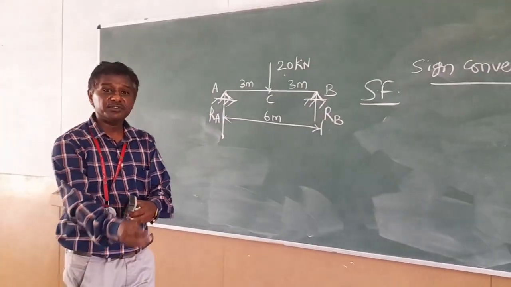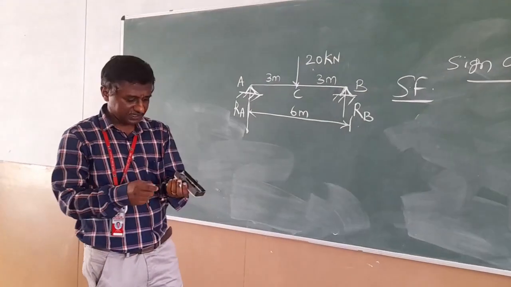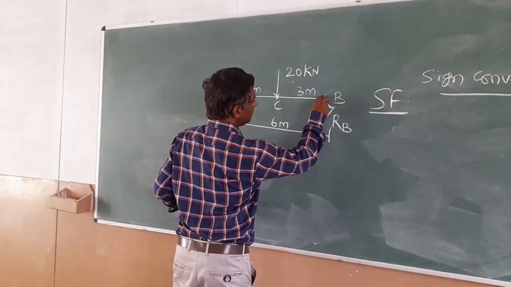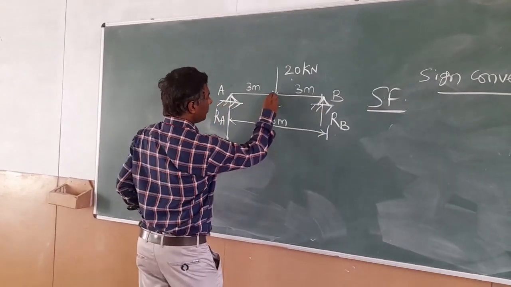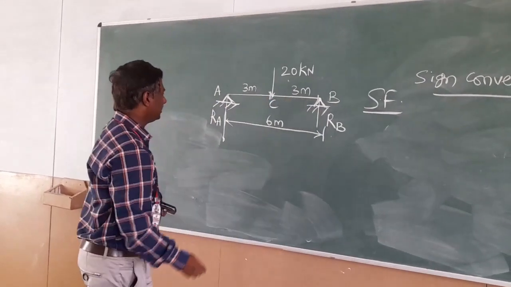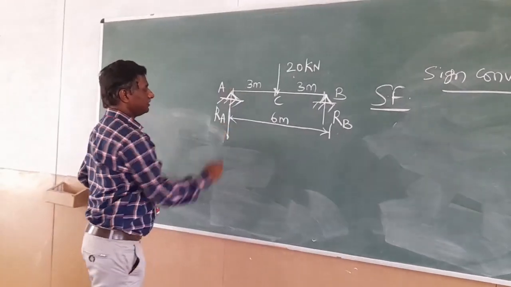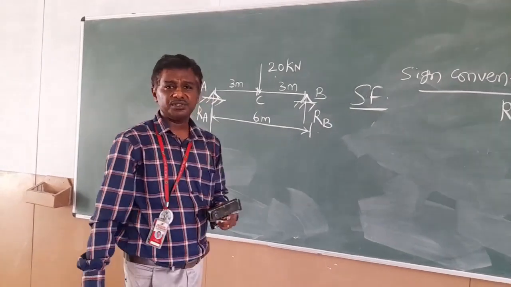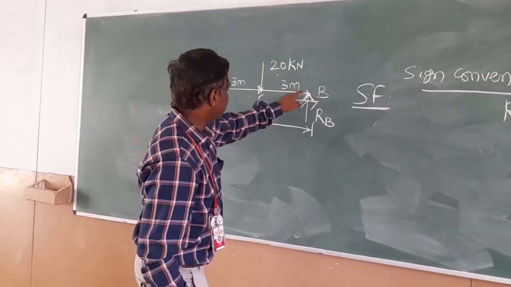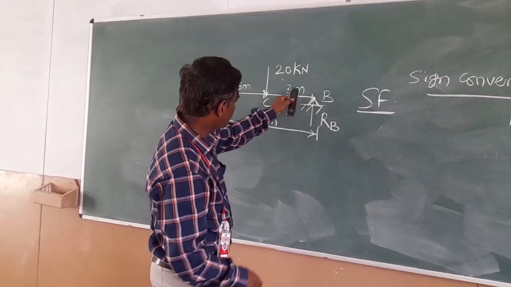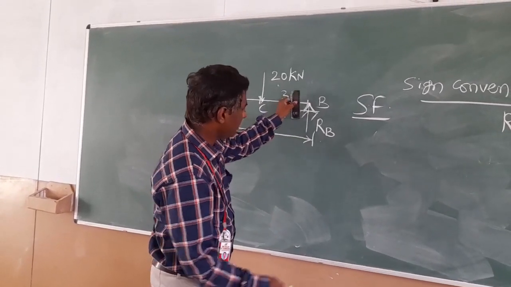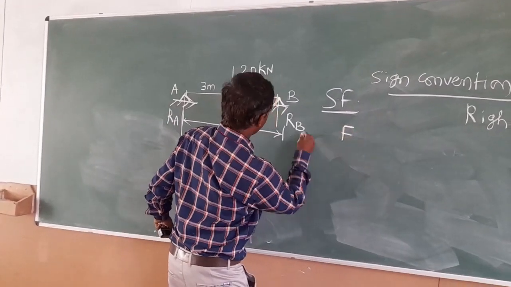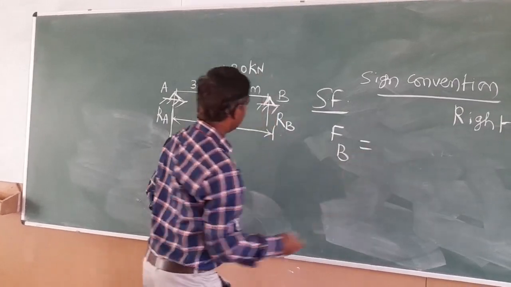Before finding the shear force at each and every point, we should have a reference point. The reference point, let's take for B, just nearby this point. For A, this is the reference point. From the reference point, which side we are going to consider, that is very important. Now, from the reference point, I am taking the shear force at point B. Let's take the shear force FB at point B. What is the value?